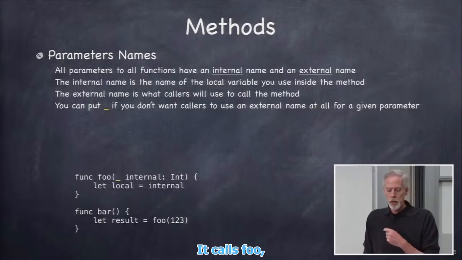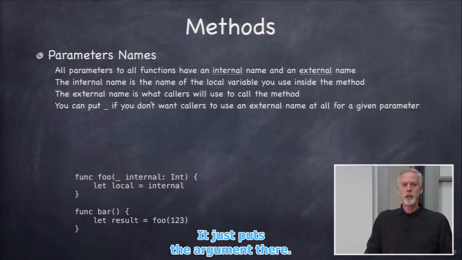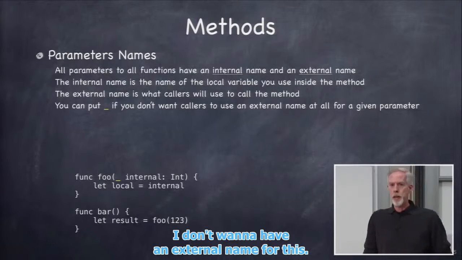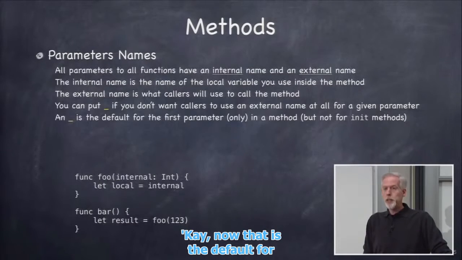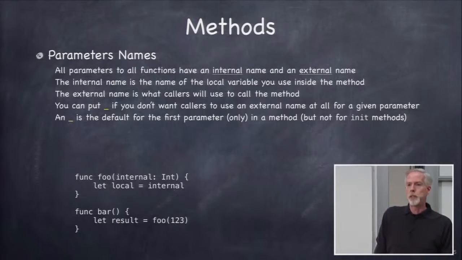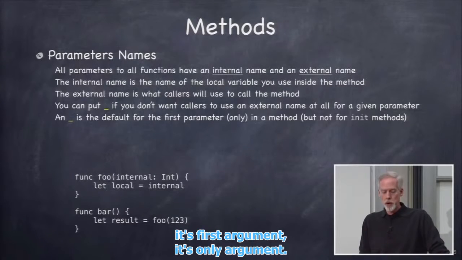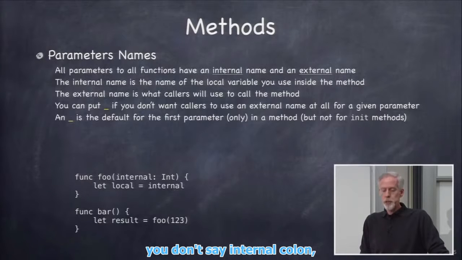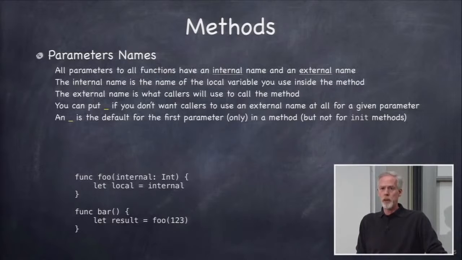So now look at bar. It calls foo. It doesn't even put internal colon or external colon. It just puts the argument there, okay? So the underbar says, I don't want to have an external name for this, okay? Now, that is the default for the first argument to a function. So foo only has one argument, so its first argument, its only argument. You can see that when you call it from bar, you don't say internal colon. That's because that underbar thing is the default.